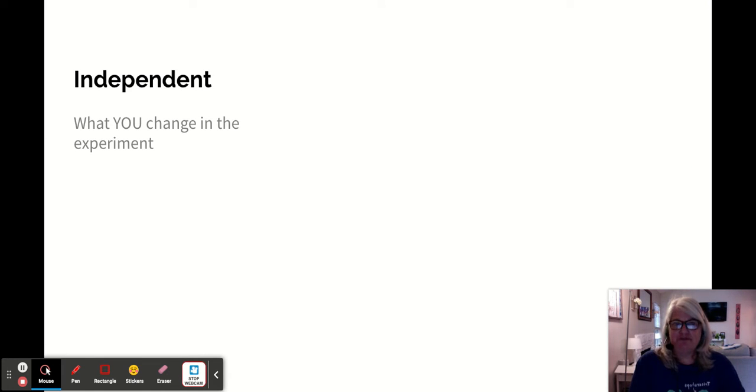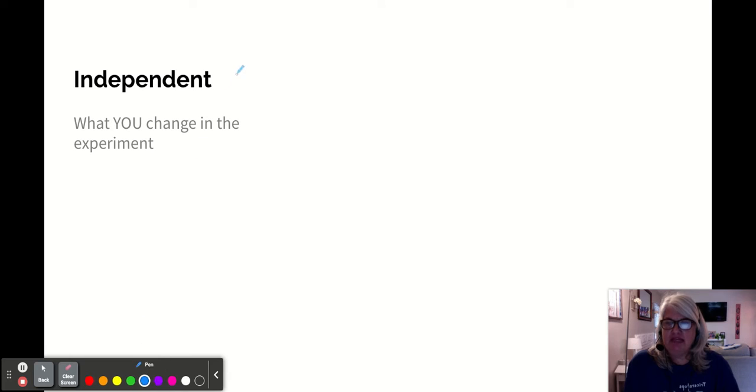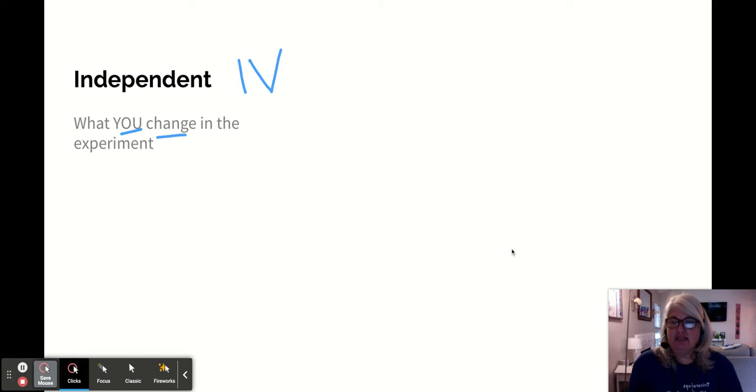Okay, first variable. So you should be taking some notes here. It is called the independent variable. Sometimes you will see me write it as IV. So that's shorthand for independent variable. So this is what you, as the scientist, are changing in the experiment. Okay, so as the scientist, you are going to be affecting something happening in the experiment. In any experiment, it's really, really important to have a single independent variable.